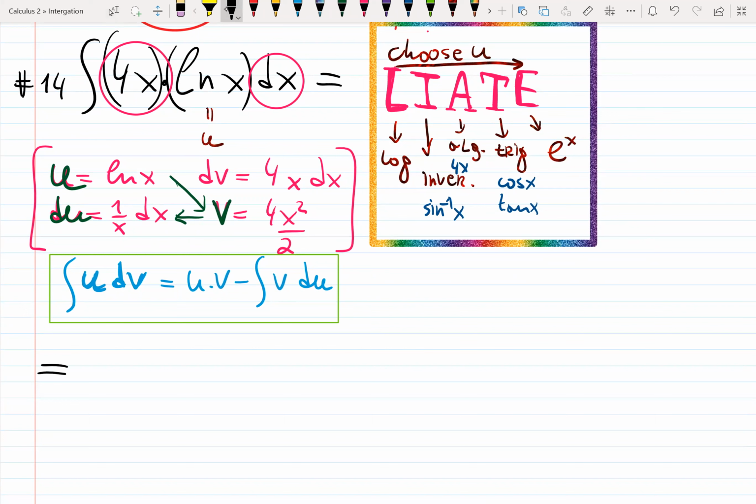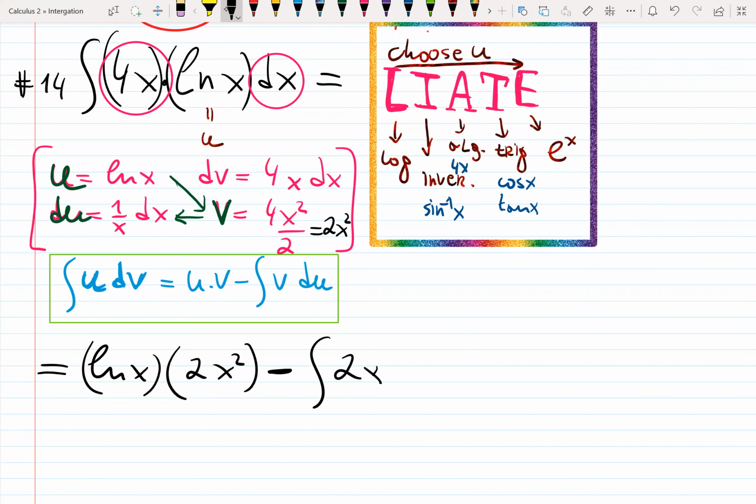Equal sign, we're performing integration by parts. U times V is logarithm X times 4X squared, which is 2X squared. 2X squared minus integral 2X squared. So minus bottom product, but instead of the integral, times 1 over X dX.